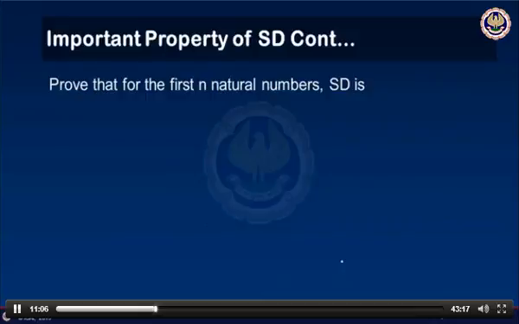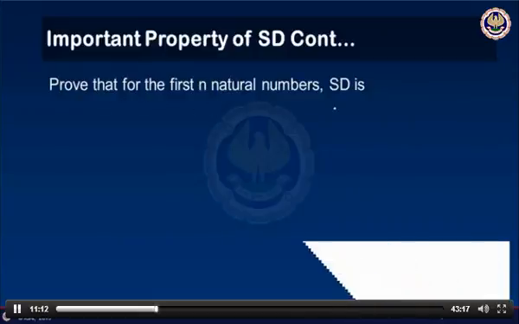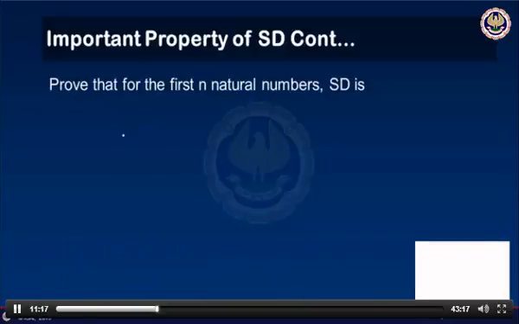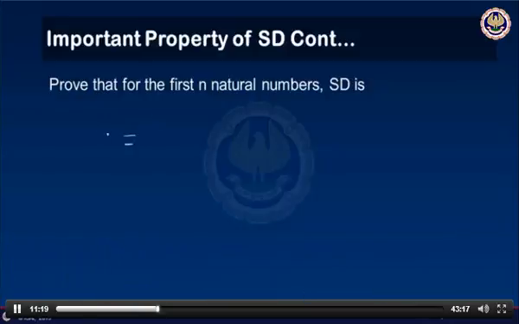Now, further continuation of the properties of the standard deviation. I'm not going to prove the property for the standard deviation of the first n natural numbers; just remember it from the examination point of view. The standard deviation for the first n natural numbers is the square root of (n square minus 1) by 12.